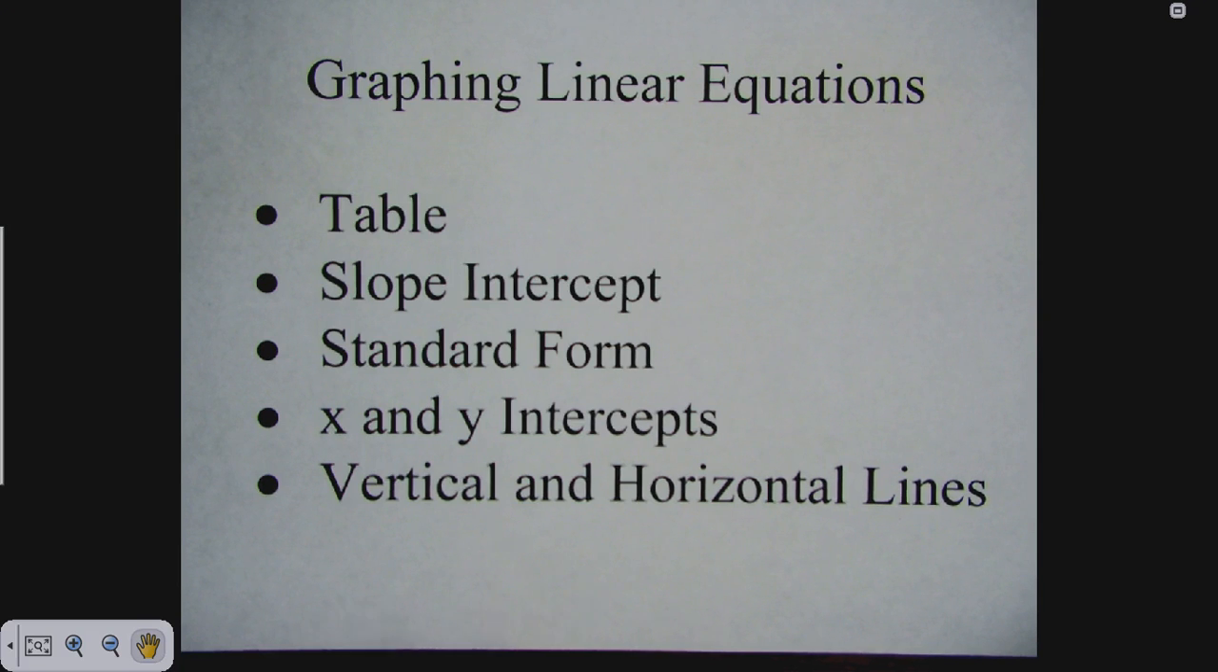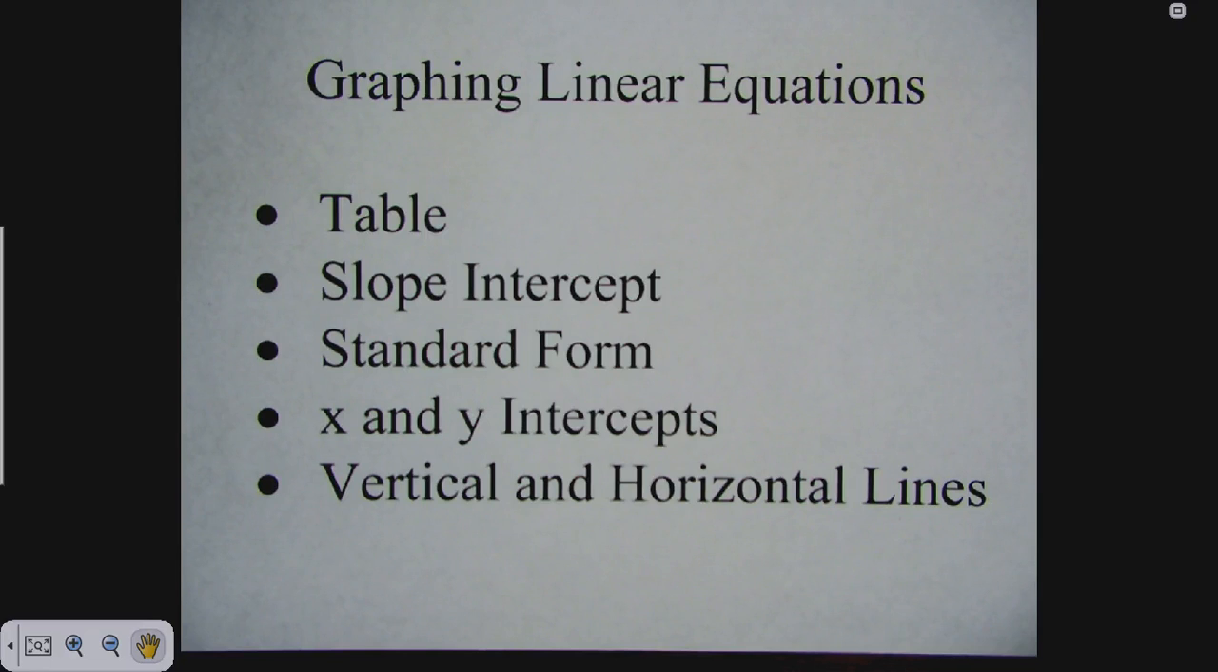Hi, this is a video on graphing linear equations. We have done it in several ways so far, and I just want to go over those ways so we get a big picture overview. There will be a few other ways we're going to be graphing linear equations in the days to come also. But let's start by some of these ways that we have gone through.